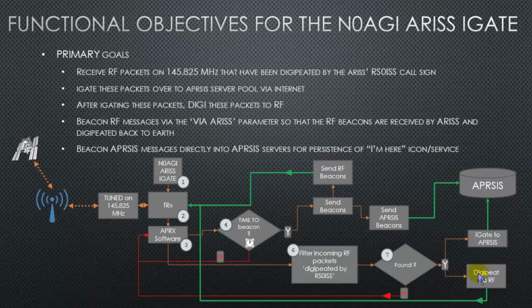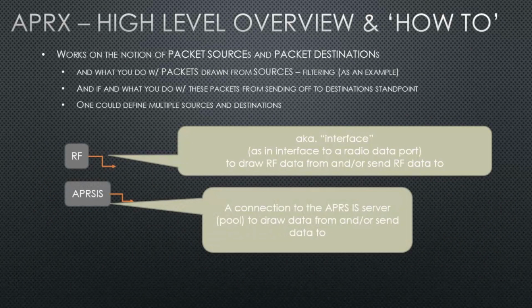What I'm going to work on right now is once I find the digipeated packets by RS0ISS, I'm going to iGate those packets to APRS-IS. And we also covered the notion of the source destination in our previous sections. So in this section, let's talk a little bit about the how-to portion of the aprx.conf file.